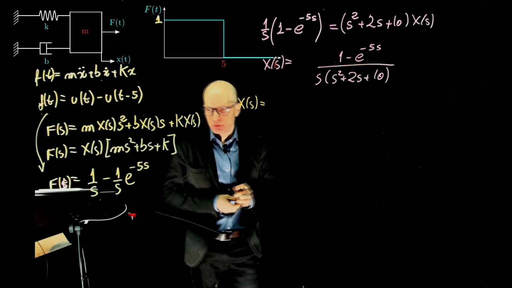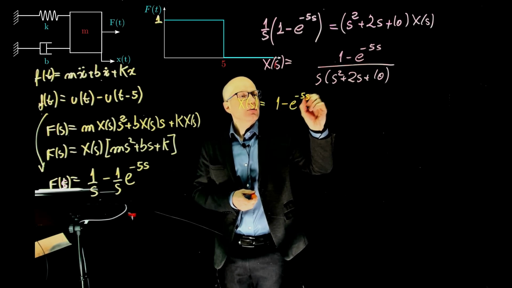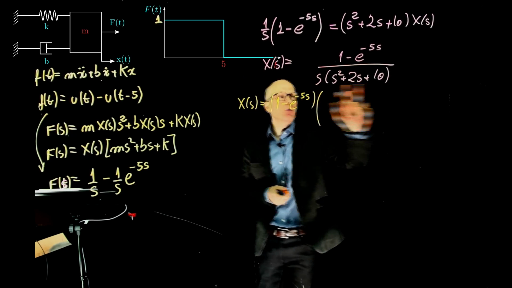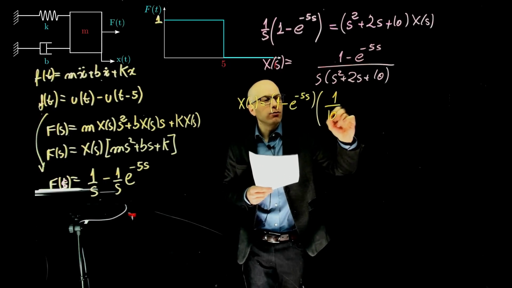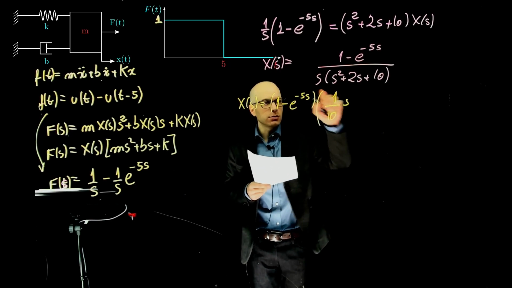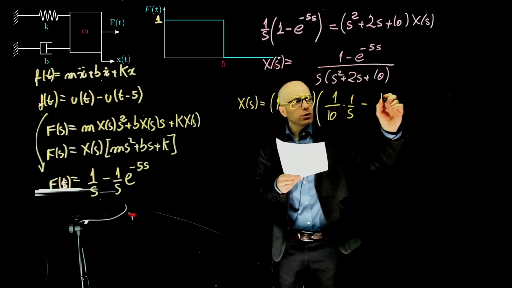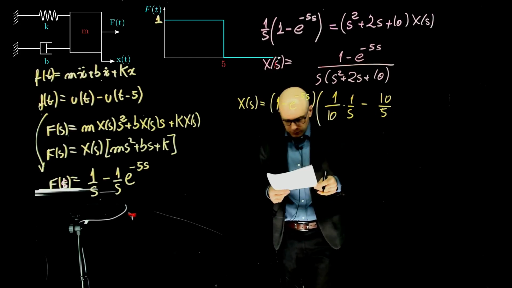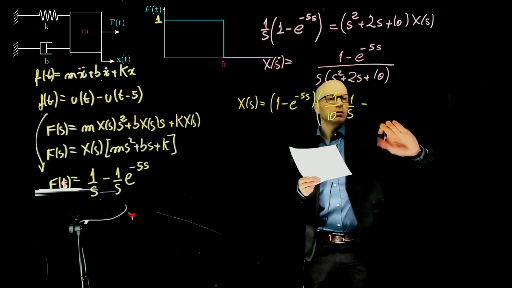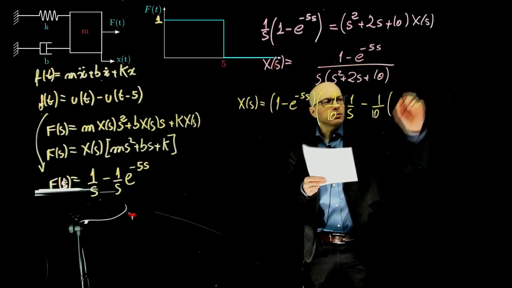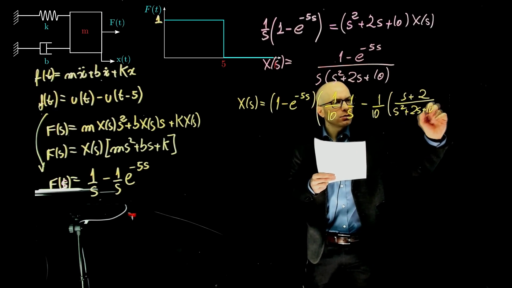I can post the full solution later, but this will require two partial fraction decompositions, one for s and one for that portion there. And if you do the partial fraction decomposition correctly, we should have this being equivalent to 1 over 10 times 1 over s minus 1 over 10 times s plus 2 divided by s squared plus 2s plus 10.